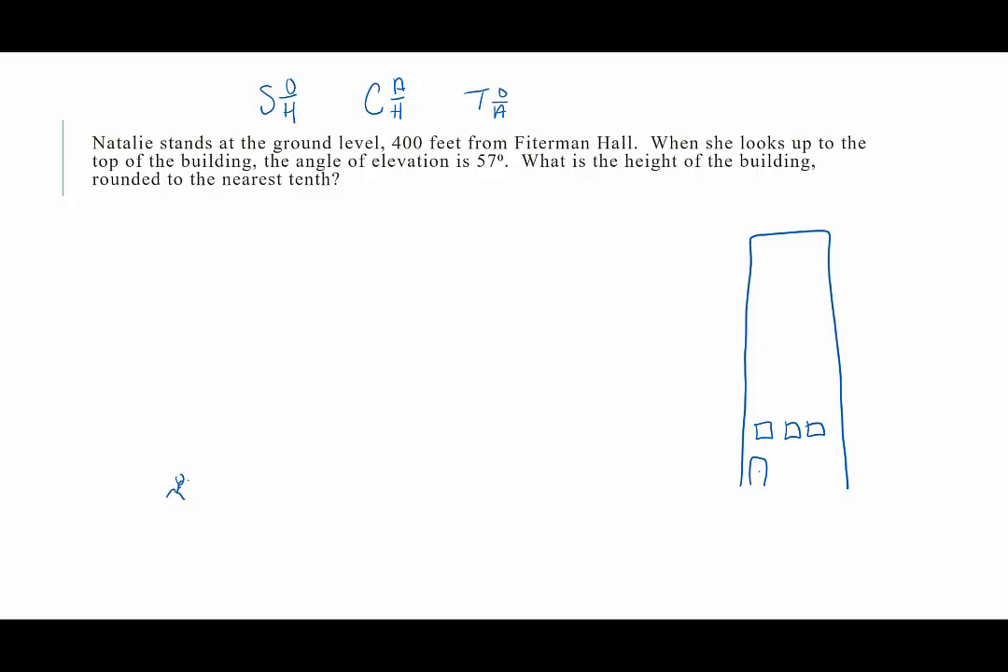And we're going to just disregard her height for this because I know it does make a slight difference, but we're not going to worry about that. Okay, so she's standing 400 feet from Fitterman Hall. This is 400 feet. When she looks up to the top of the building, the angle of elevation is 57 degrees.